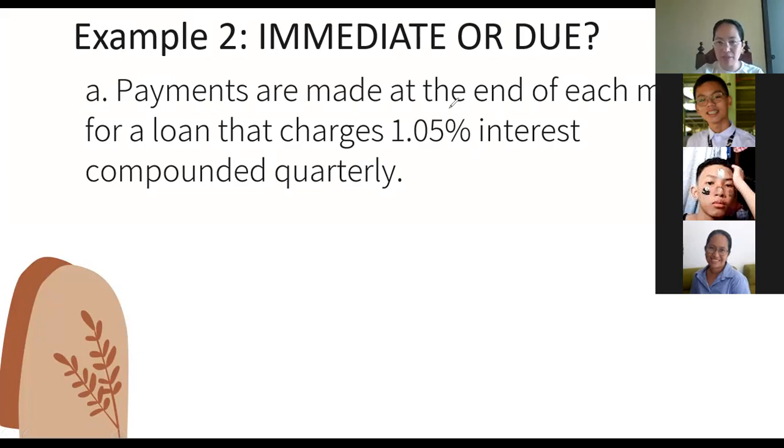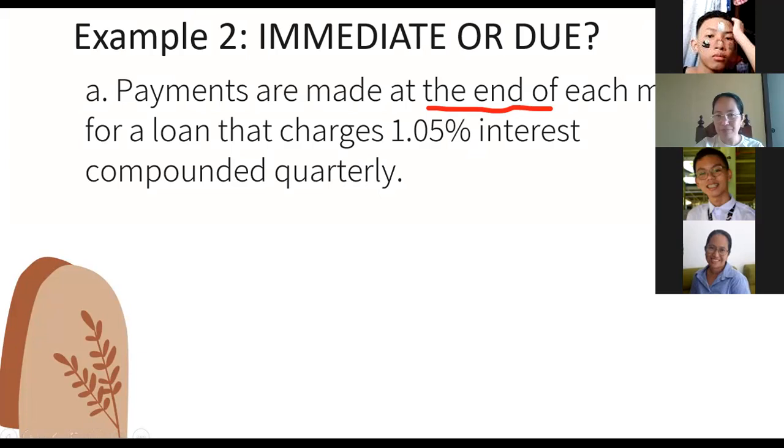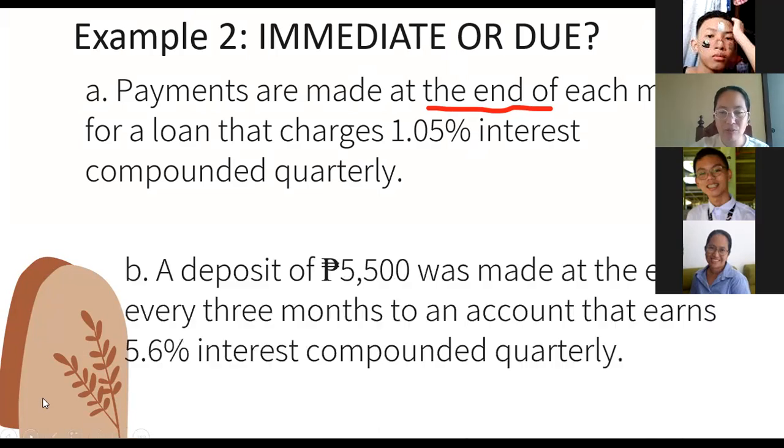If it is a payment made at the end of each month, then this is an example of, yes, Judel? Immediate. It's an immediate or ordinary annuity. Thank you, Judel. Yan, diba? Well, this one, yan, very clear din naman siya at the end of every 3 months. Lance?